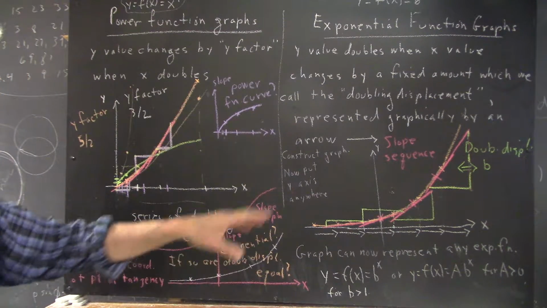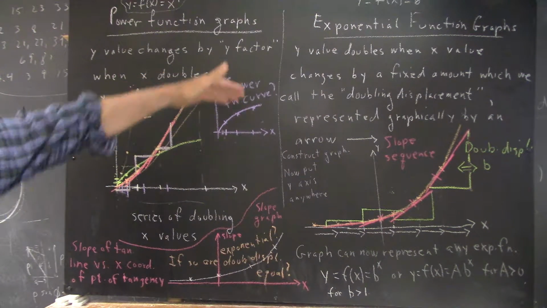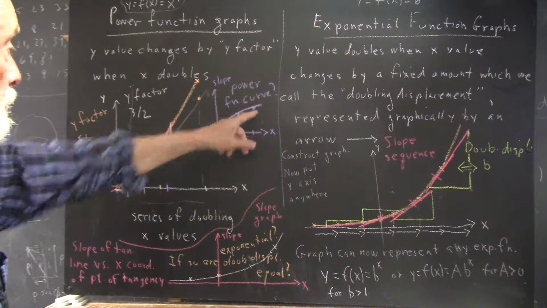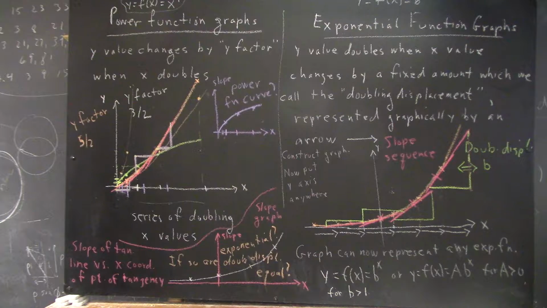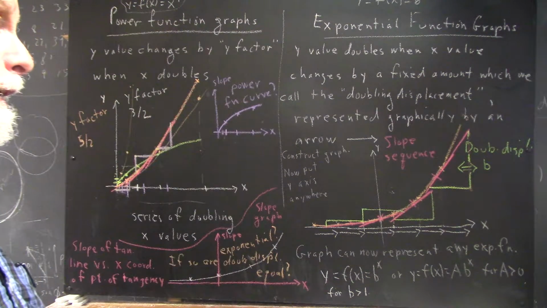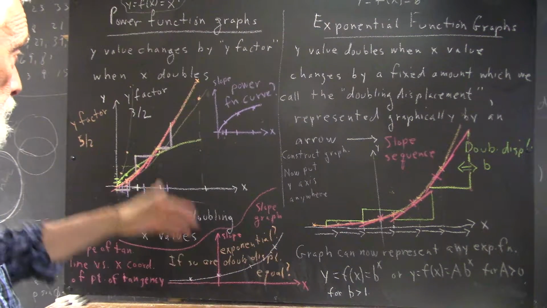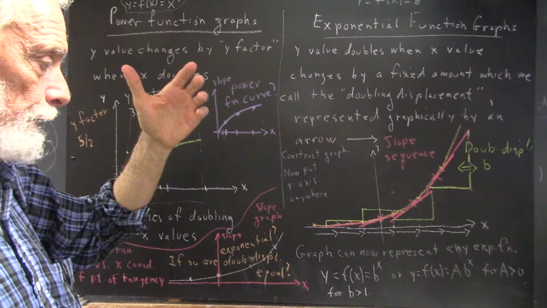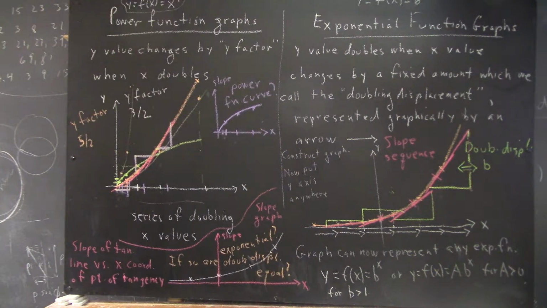Now that was not by any means certain here, and there's no certainty in the shape of the graph that I got here, although this graph looks suspiciously like the y factor 3/2 graph, doesn't it? Still, is there a relationship? Is the slope graph of an exponential exponential? Is the slope graph of a power function a power function? If the slope graph of an exponential is exponential, does it have the same doubling displacement?